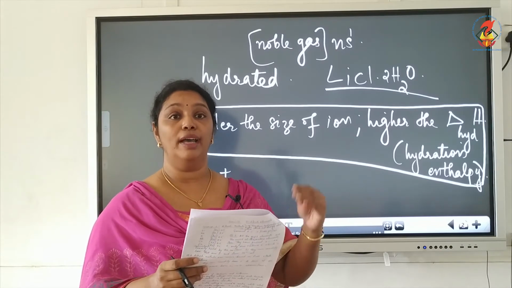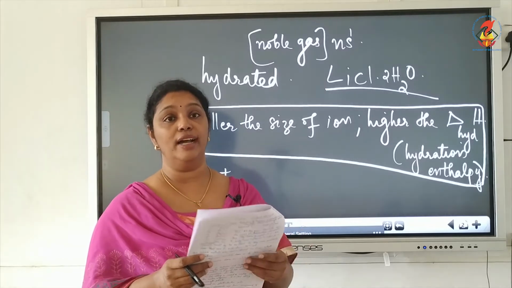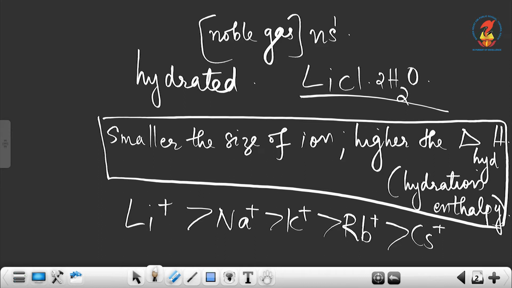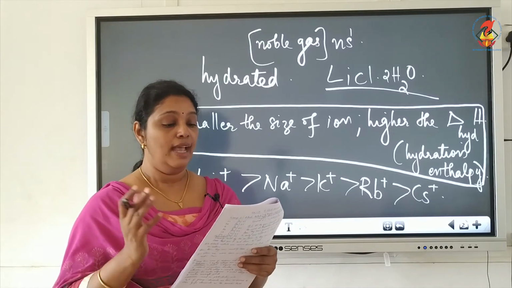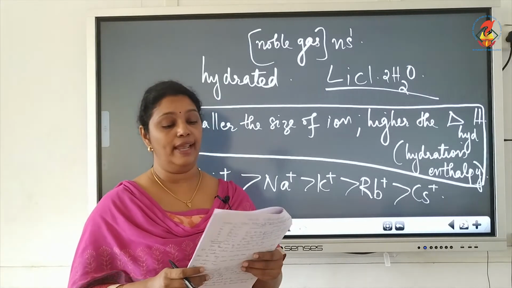And when you arrange the ions in decreasing order of their hydration enthalpy, we have first Li plus greater than Na plus greater than K plus greater than rubidium plus greater than Cs plus. So, lithium salts are mostly hydrated because lithium ions are smaller in size, and smaller the size of the ion, greater is the hydration enthalpy.